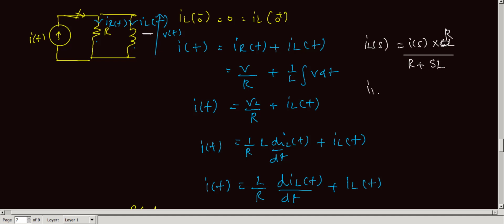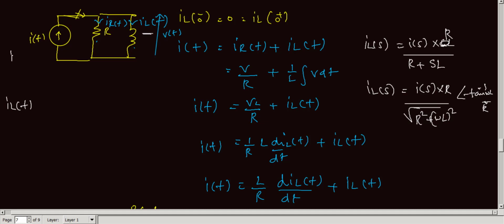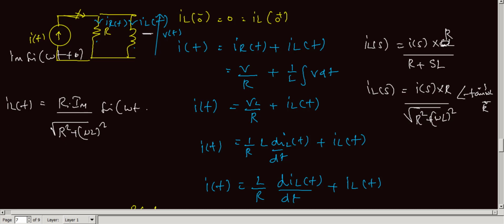Okay, so IL of s equals I of s into R by root of R square plus (omega L) whole square, at an angle minus tan inverse omega L by R. Finally, multiplying with I of t equal to Im sin of (omega t plus phi), what I get is R into Im by root of R square plus (omega L) whole square, at an angle sin of (omega t plus phi minus tan inverse omega L by R).